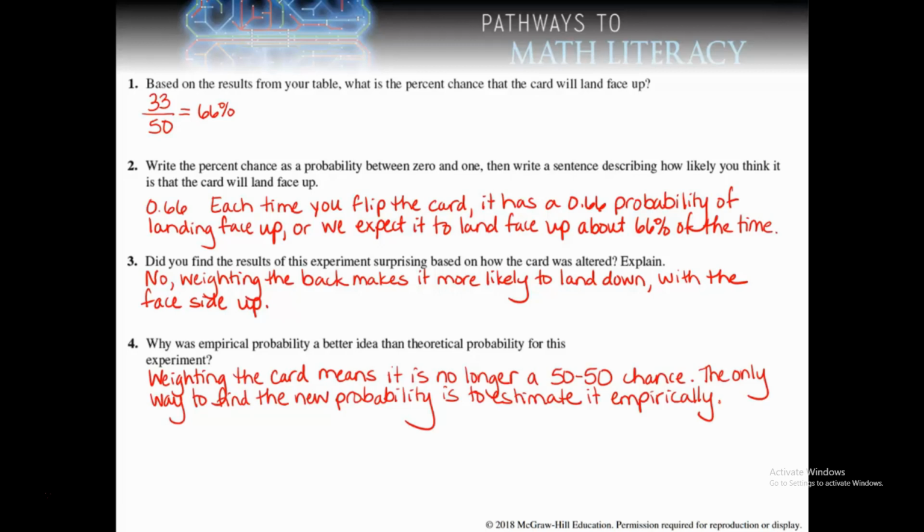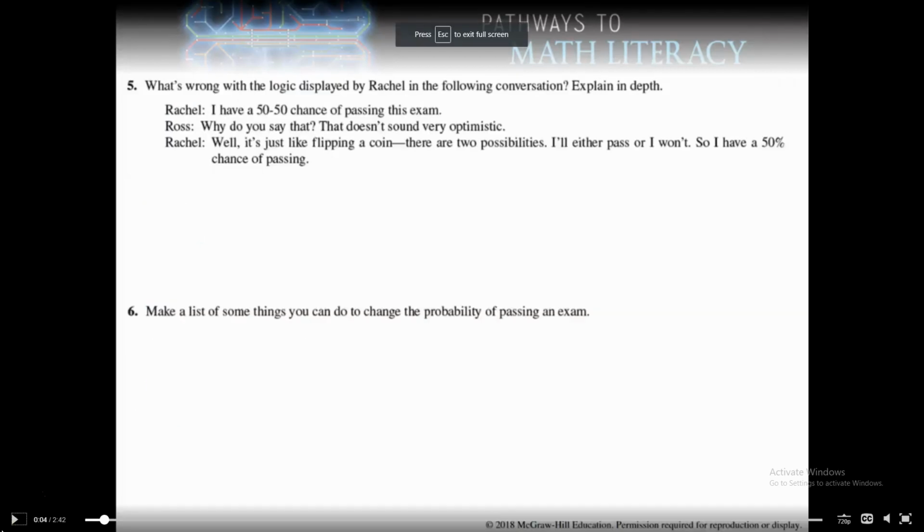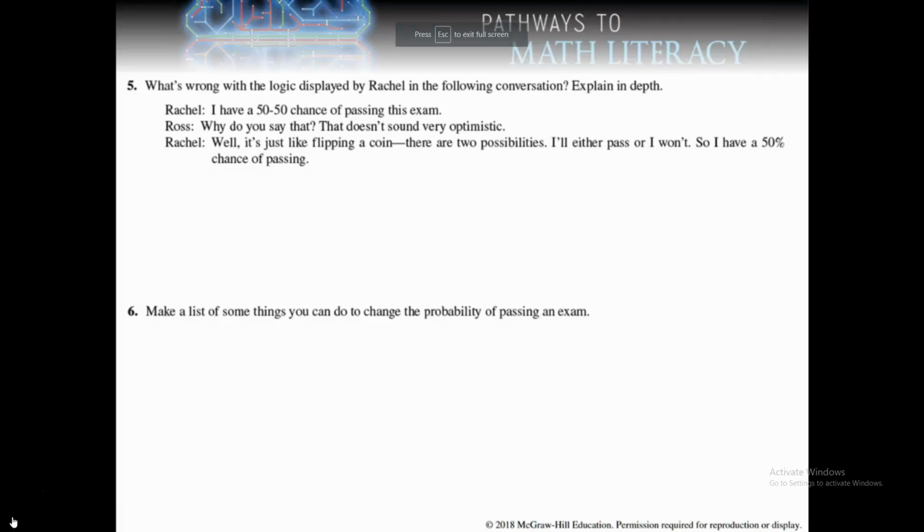In 5, what's wrong with the logic in this conversation? "I have a 50-50 chance of passing this exam. It's just like flipping a coin. There are 2 possibilities. I'll either pass or I won't." Well, the problem with this is it assumes that it's completely random whether you pass or fail an exam. And that's not the case. There are lots of factors that go into that, and there are many things you can do to make it more or less likely that you'll pass that exam.